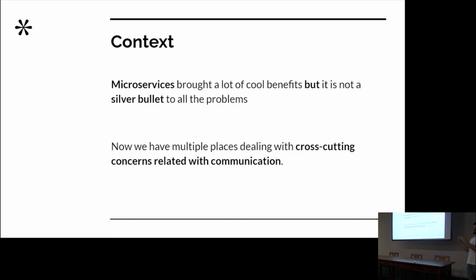Teams are now independent from each other. They can deploy whenever they want. It's much better to scale the application, the service that you only need. But it's not a silver bullet for all your problems. So what's the big problem here? Before we had a monolith, right?